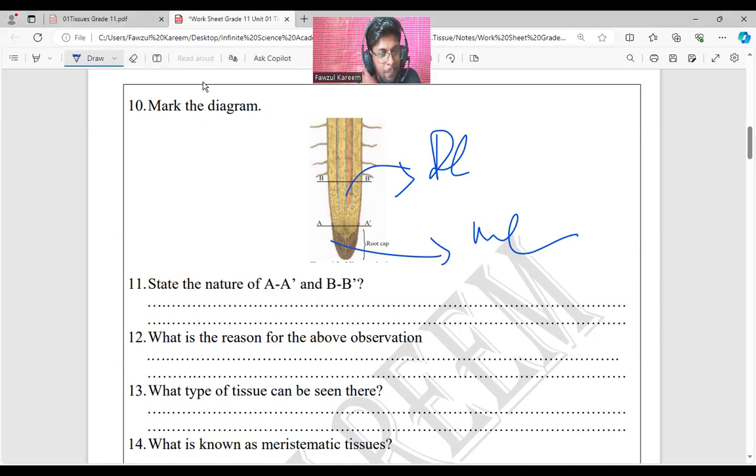Okay. So now compare. Can you understand questions number 10, 11, 12, and 13? Let's check whether it is clear and whether you can answer all these questions. I will give only 1 minute. If you have any doubt, you can ask me within that 1 minute.